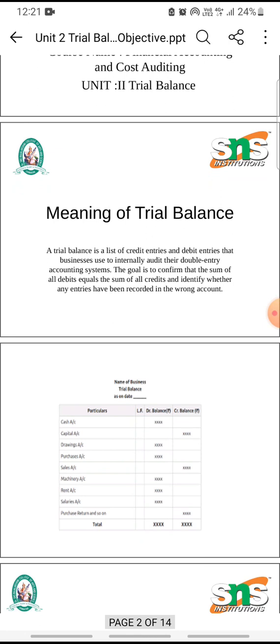Cash account comes in debit, capital account comes in credit, drawings account comes in debit, purchase account comes in debit, sales account comes in credit, machinery account comes in debit, rent account comes in debit, salary account comes in debit, purchase return account comes in credit. In this, we will have only three accounts in credit, that is capital, sales and purchase return. Whereas sales return comes on the debit side.